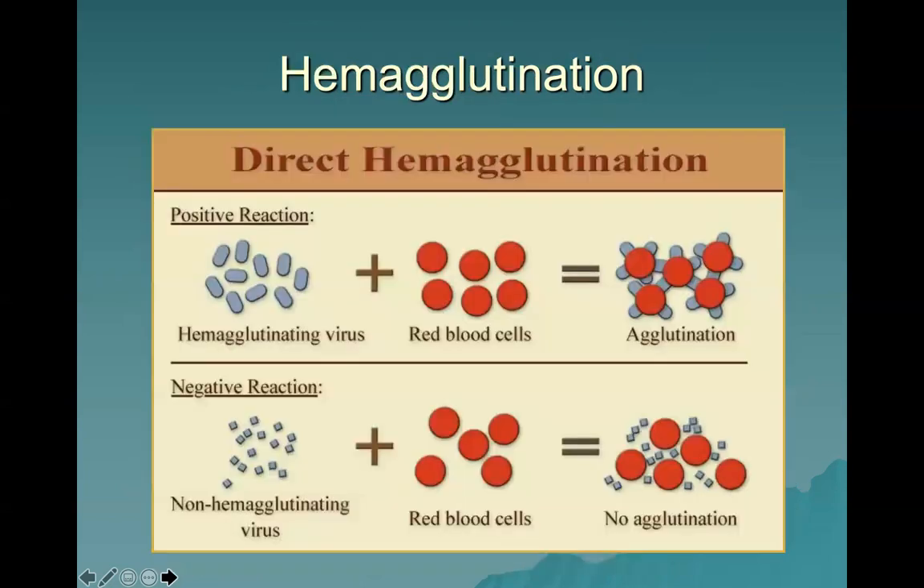This figure shows the hemagglutination reaction, but this one is demonstrated using a virus. The top panel shows the positive reaction of a hemagglutinating virus. When combined with the red blood cells, it can cause clumping or hemagglutination, while the bottom picture shows a negative reaction or non-agglutinating virus.